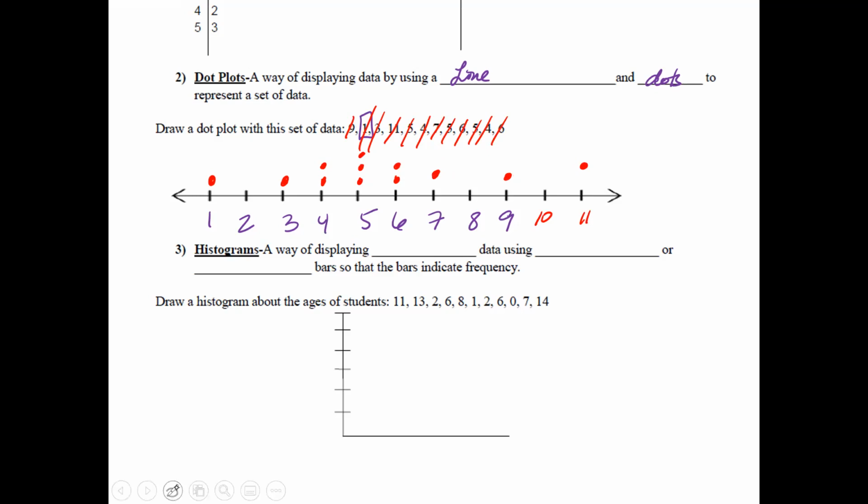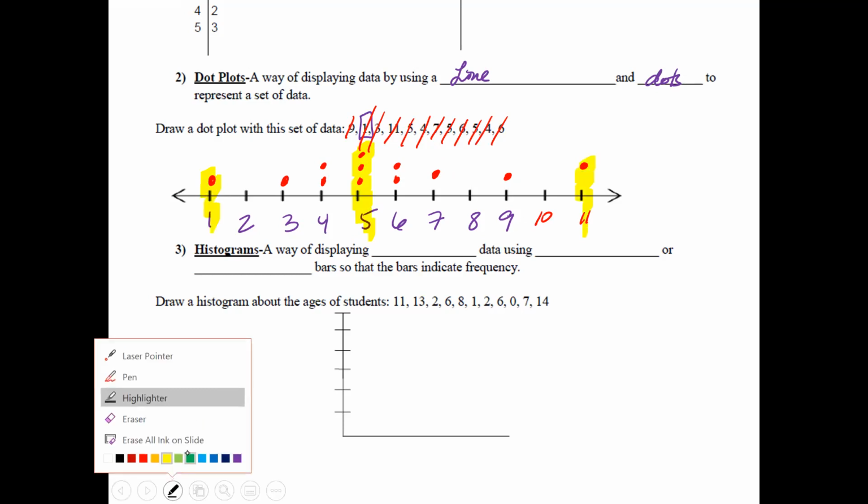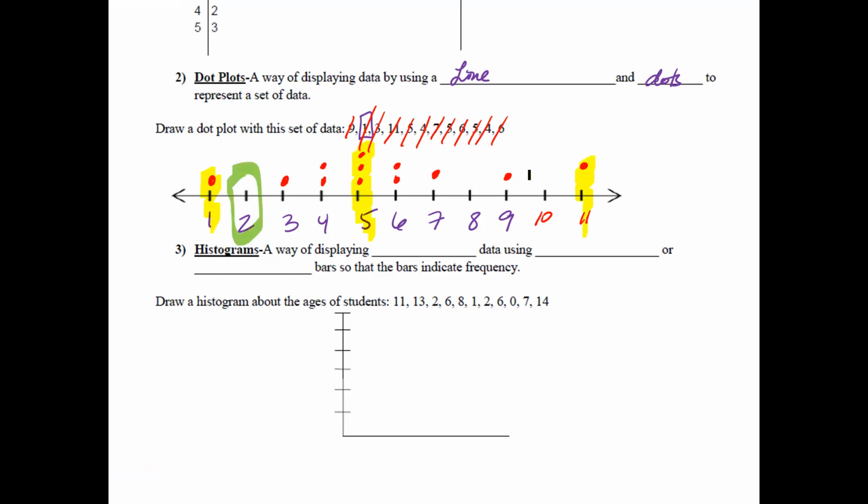And as you look at this, you can see the frequency. Frequency as in how many dots, or which one has the most. 5 obviously has the most. 11 has the least. And you can see that 2 and 10 have none. So visually, you're able to see this.